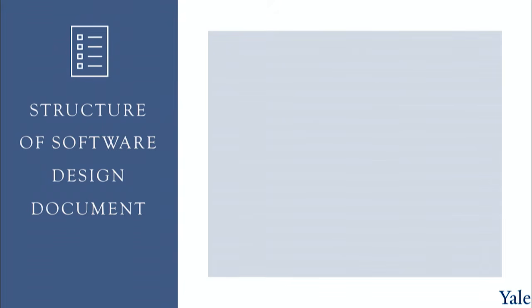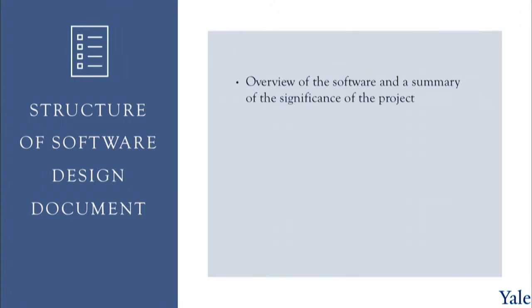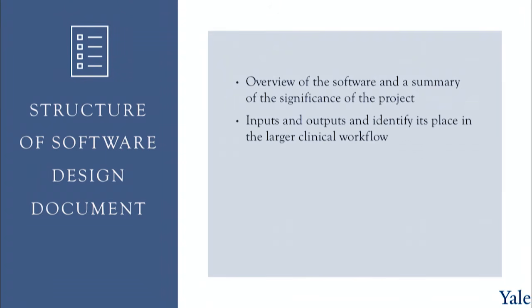What does the structural software design document look like? Again, we'll come back to this in week 7. It consists of an overview of the software and a summary of the significance of the project, why we're doing what we're doing, the inputs and the outputs, and we identify its place in the larger clinical workflow.